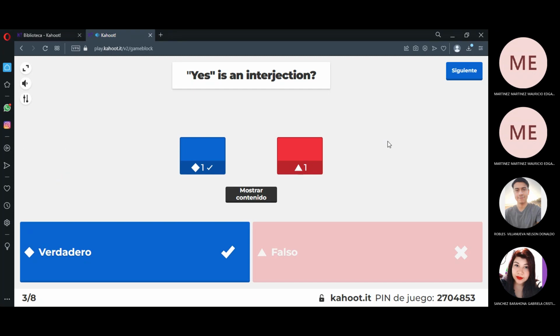Okay, I got one answer good and the other is wrong. Yes, it's an interjection that we use for affirmation about the question. For example, do you like coffee? You will answer yes, because it's an interjection of affirmation. So let's move to the next question.